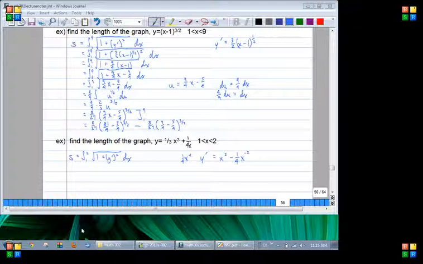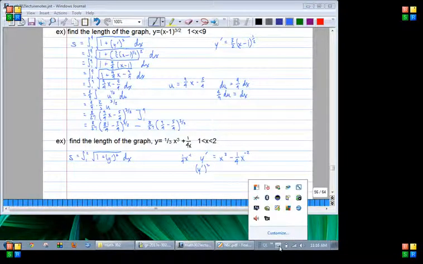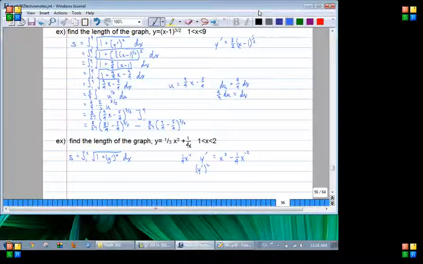To continue. All right. So let's do this work. I want to do this work on the side because it's about to get messy. So what happens when you square this? We need y prime, and we need to square it. This is x squared minus 1/4 x to the negative 2, squared. So what is that? x to the 4 minus 1 to the 16.